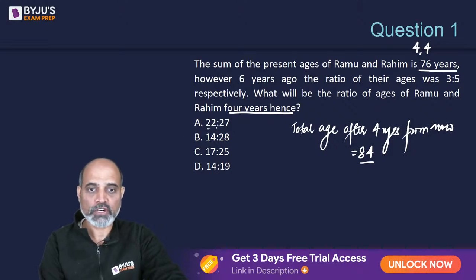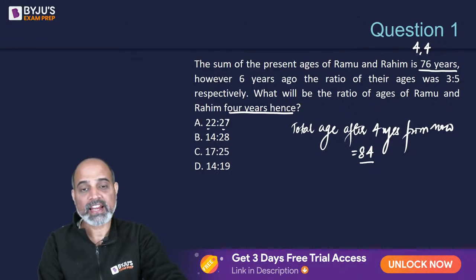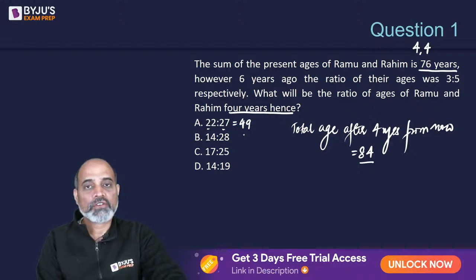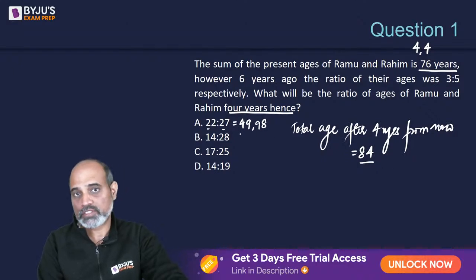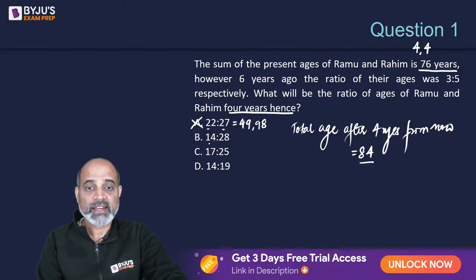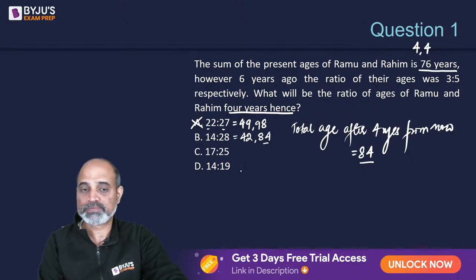So as of now, 22 and 27, if I add both of them, this will give me 49. Once I get 49, then double of 49 is going to be 98. So you can see that 84 years is not possible. So option A is not going to be our answer. Next, 14 plus 28, this is going to be 42. So if this is going to be 42, the double of this is going to be 84. So this is very much possible.